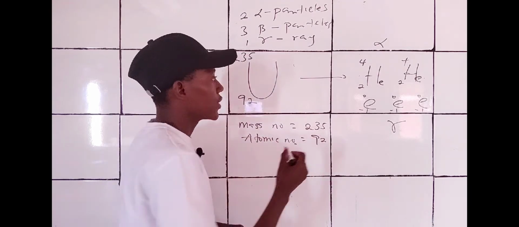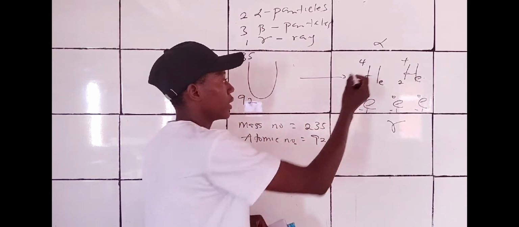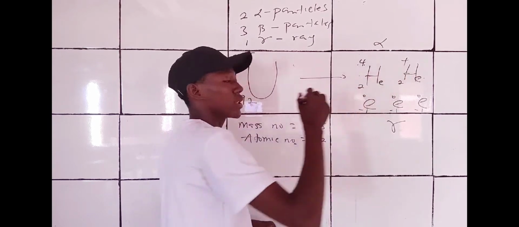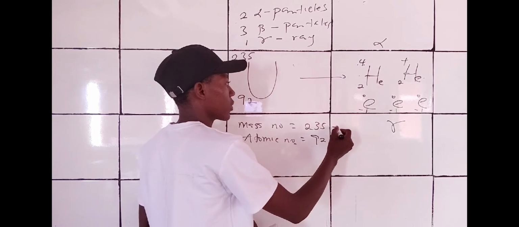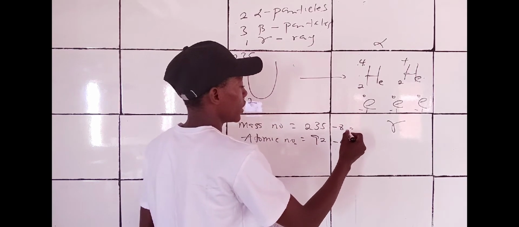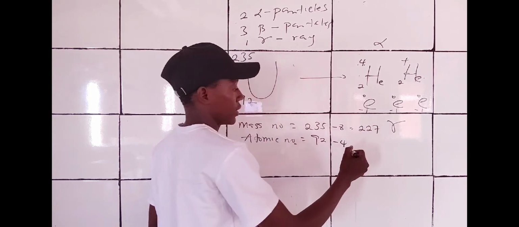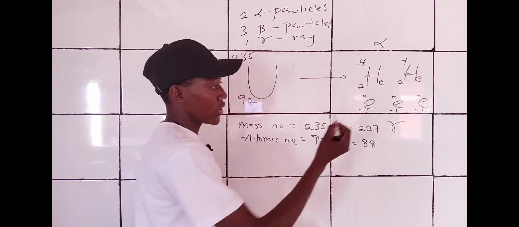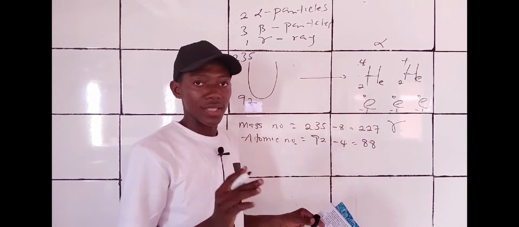So since we have this, we're going to subtract it from these two alpha particles here. We have 2 heliums, meaning a mass number of 8, and an atomic number of 4. So if I subtract 8 from this and I subtract 4 from this, I'm going to have approximately 227 and then 88 here. So now the mass number is 227 and the atomic number is 88.